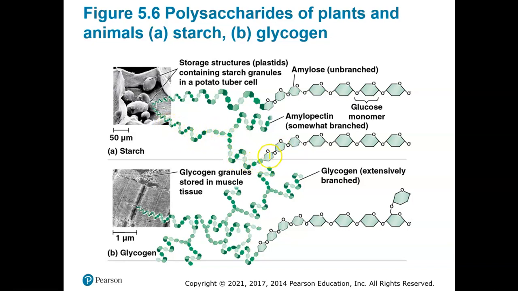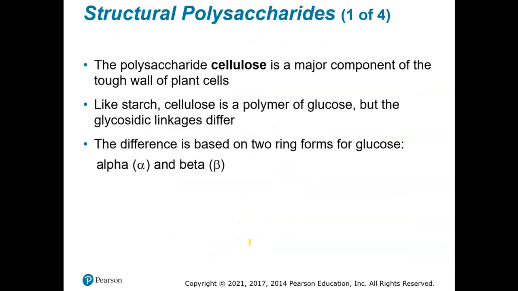Polysaccharide starch. You can see every one of these little green hexagons is a glucose molecule, so it's chains of glucose, and some of those chains are branching. Glycogen is also chains of glucose, and some of those chains are branching.